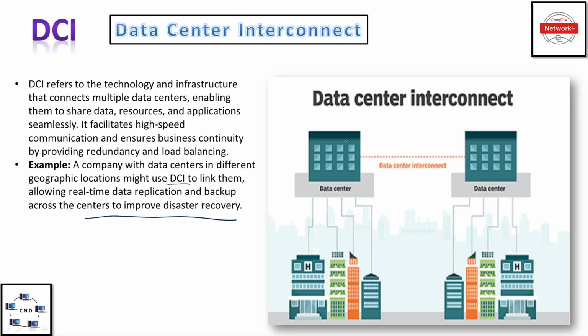For example, if a customer has two data centers at two different geographic locations, maybe in two different cities, the interconnect basically provides connectivity between them and real-time data replication, so that if there is a disaster at one data center, all the real-time data is available at the backup data center and users can be shifted to the secondary data center, so that services are uninterrupted.